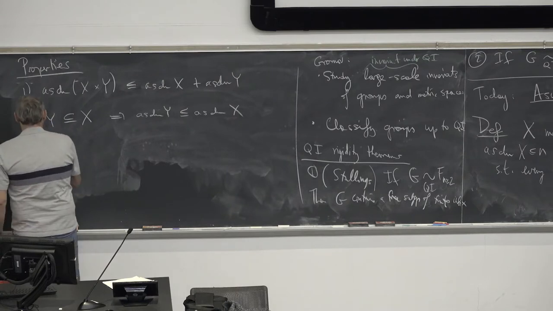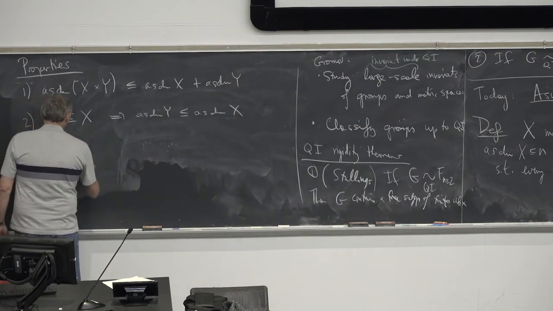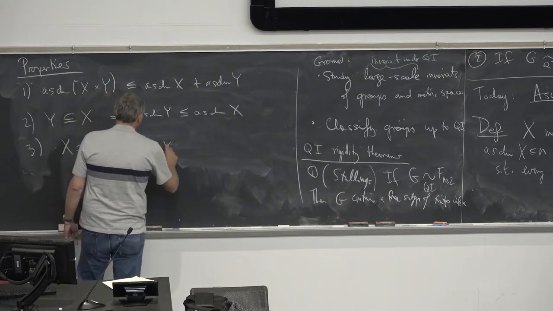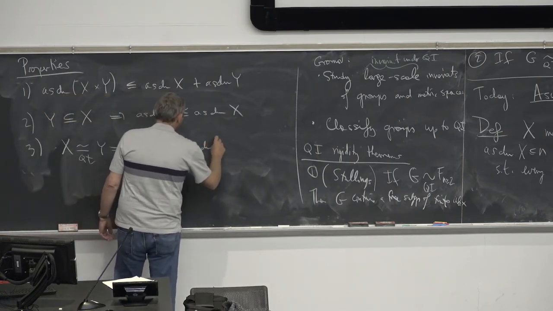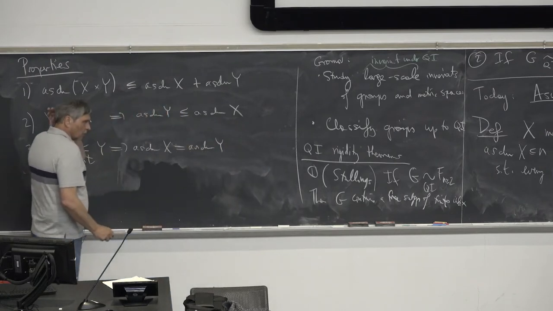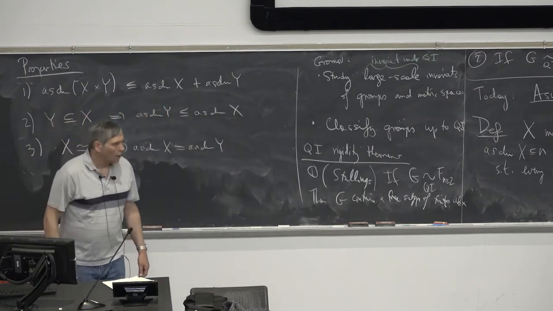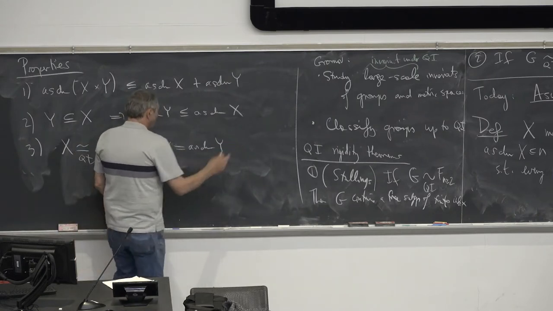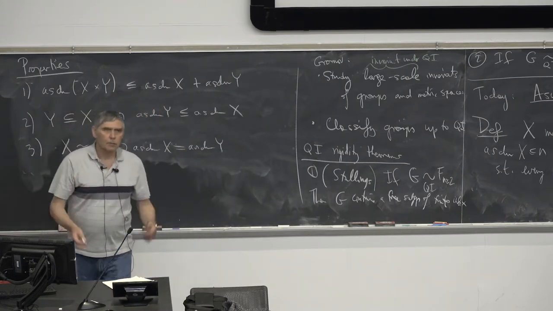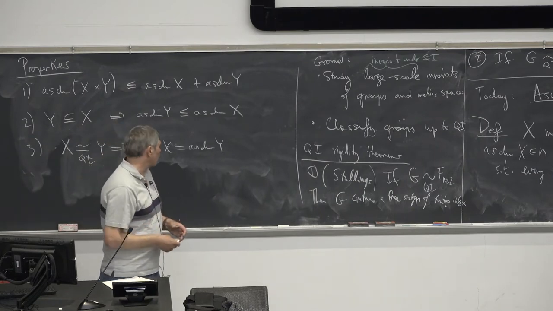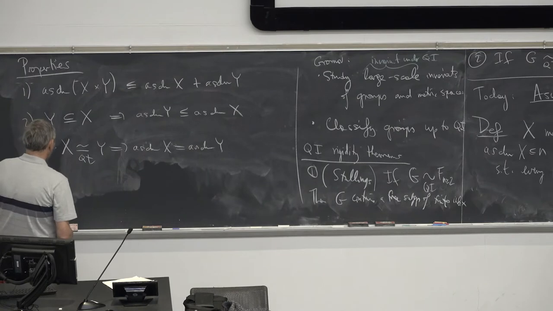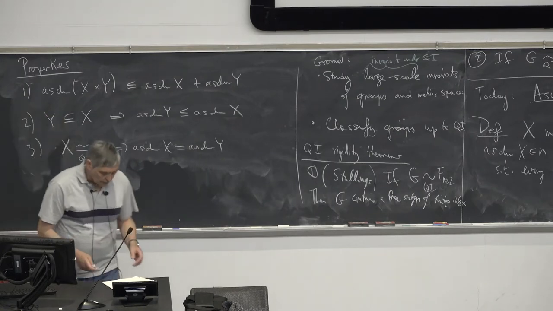It's QI invariant. So if X is QI to Y, then they have the same asymptotic dimension. In fact, there's something called coarse equivalence, which is even weaker than QI equivalence. You just have to know that the map from one to the other sends uniformly bounded sets to uniformly bounded sets, and the same for the inverse. But anyway, we won't need that. We'll just think about quasi-isometries.